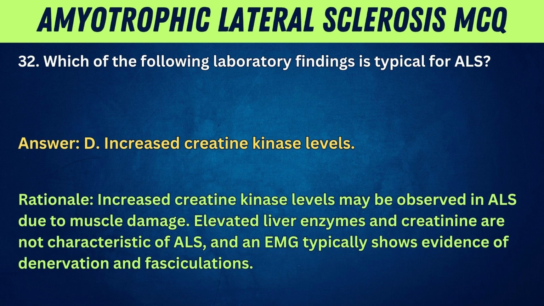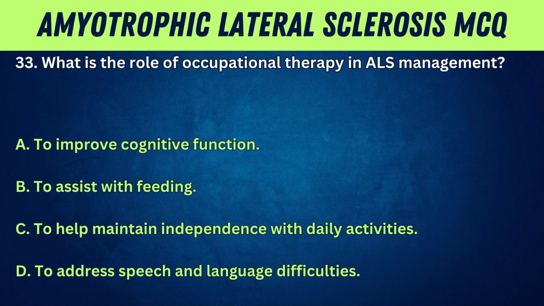Elevated liver enzymes and creatinine are not characteristic of ALS, and an EMG typically shows evidence of denervation and fasciculations. 33. What is the role of occupational therapy in ALS management?